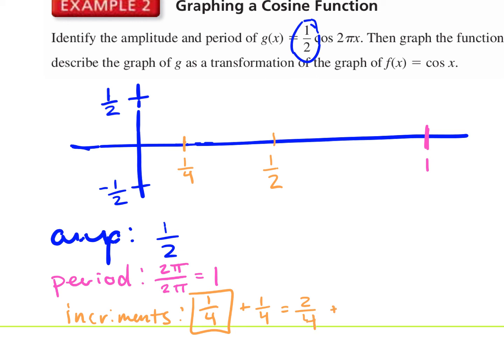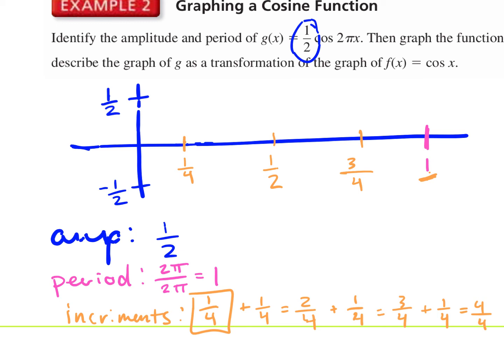And then we just keep adding another 1/4. So what is 2/4 plus 1/4? 3/4. And then 3/4 plus another 1/4 would be 4/4, which is 1, and that's where we stop.